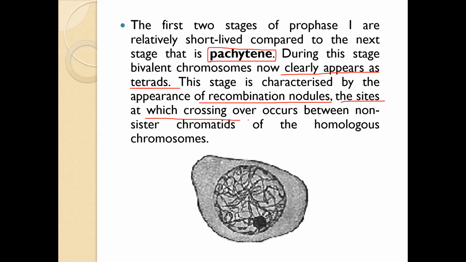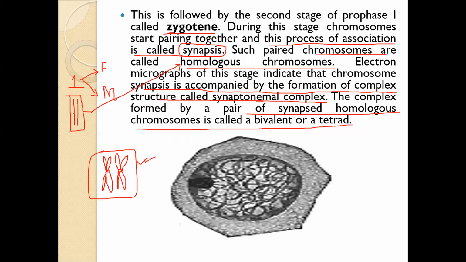It is the site at which crossing over occurs between the non-sister chromatids of the homologous chromosomes. If we look back at the previous slide, these two are the sister chromatids and these two are the non-sister chromatids. Okay, sorry, I just made it wrong. This is the sister chromatid, and these two are the non-sister chromatids. So recombination always occurs between the non-sister chromatids, not between the sister chromatids.